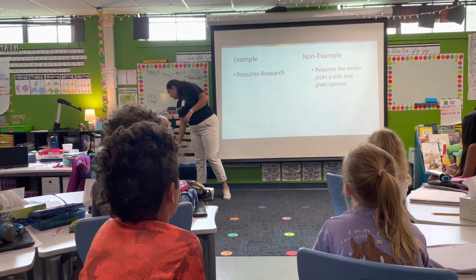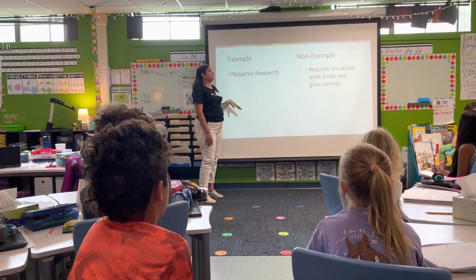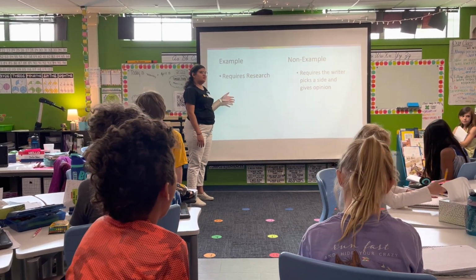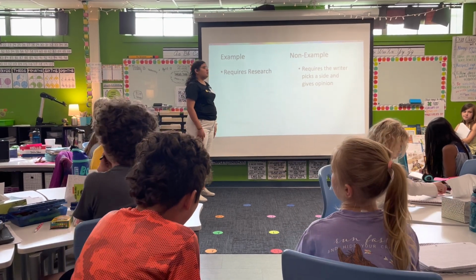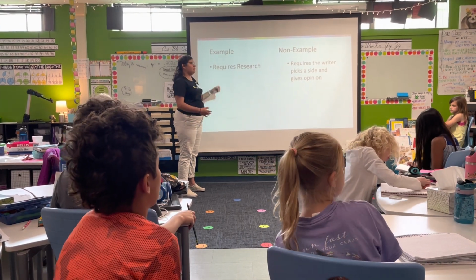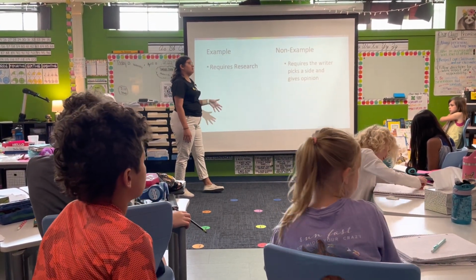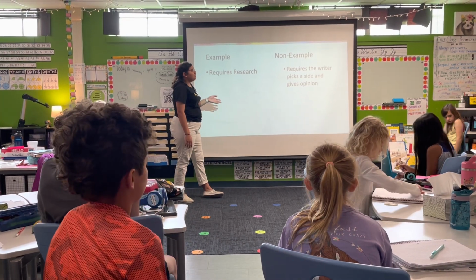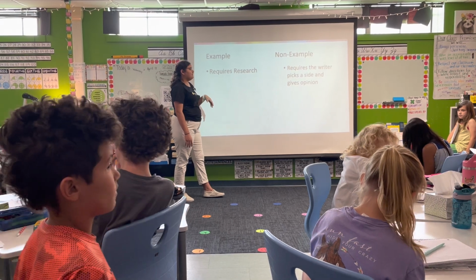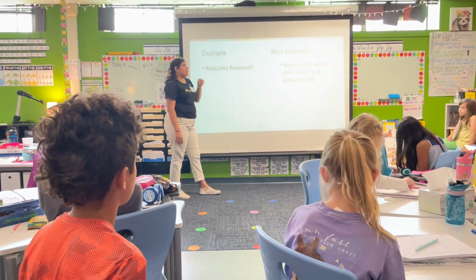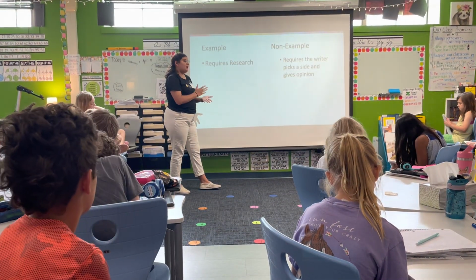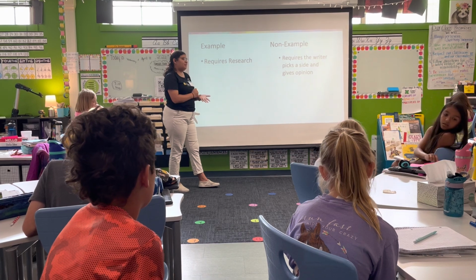All right. So our next example is that it requires research. Like I said, you want to go look stuff up online. You want to make sure that you research everything before you put it on there, because you don't want to go based on emotions. And the non-example is that it requires the writer to pick a side and give an opinion. So you don't want people to pick a side. You just want to go based on, okay, this is what I said, and this is why I'm backing it up.